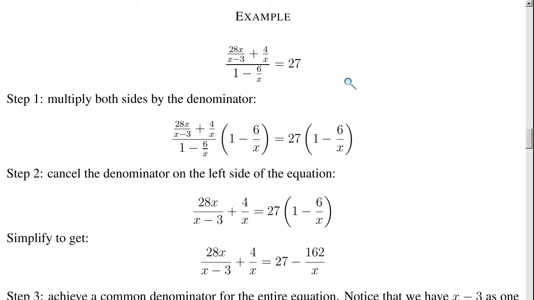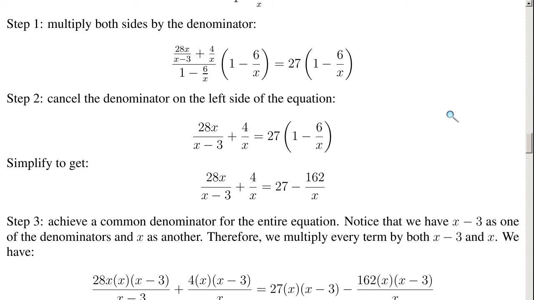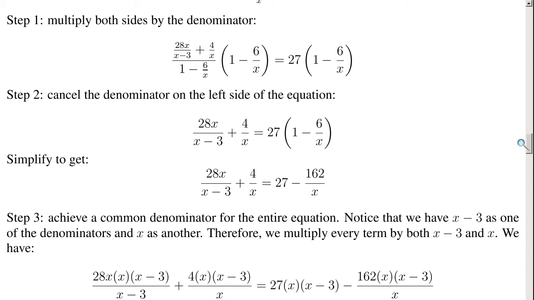So, same process that we're used to. Step 1, multiply both sides by the denominator. Obviously, I mean the big denominator. So we get, multiply by 1 minus 6 over x here on the left side and 1 minus 6 over x on the right side of the equation.